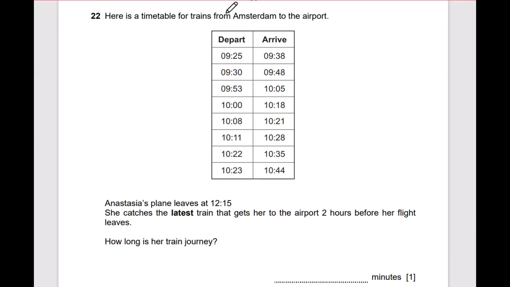Here's the timetable for trains from Amsterdam to the airport. Anastasia's plane leaves at 12:15. She catches the latest train that gets her to the airport 2 hours before her flight leaves. Now, how long is her train journey? So, the latest train that gets her to the airport 2 hours before her flight leaves. The flight leaves here, 2 hours before. So let's take a few seconds to wait. You can figure out the answer.